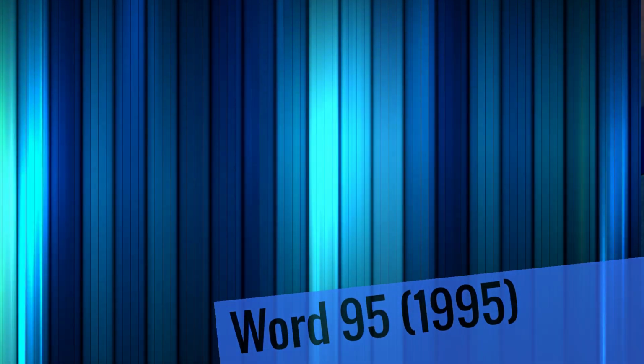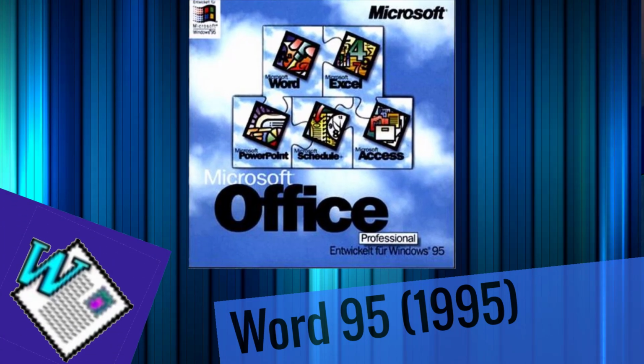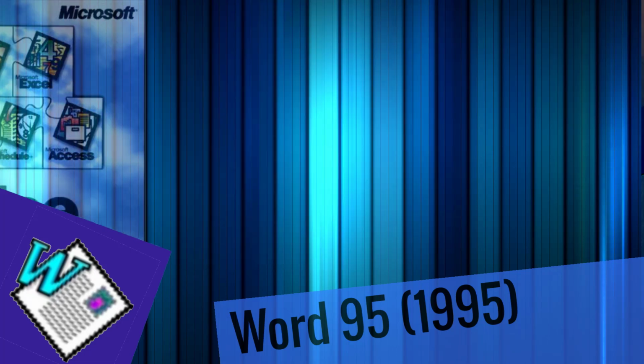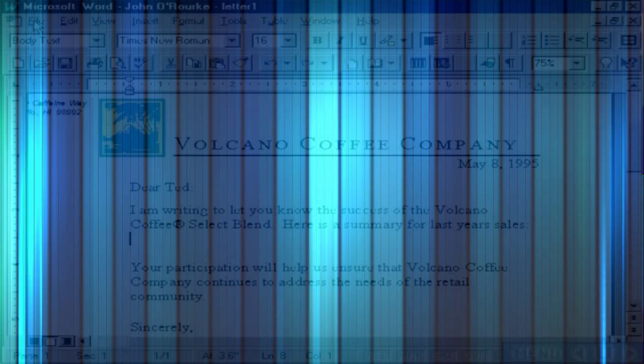Word 95 was released as part of Office 95 and was numbered 7, consistent with all the Office components. It ran exclusively on the Win32 platform, otherwise it had some new features. Only the file format didn't get an update.